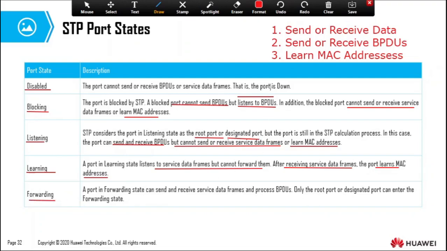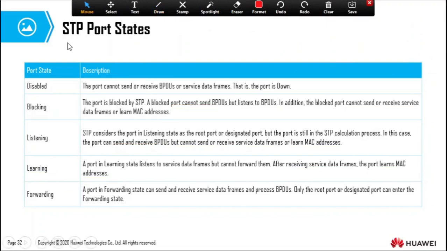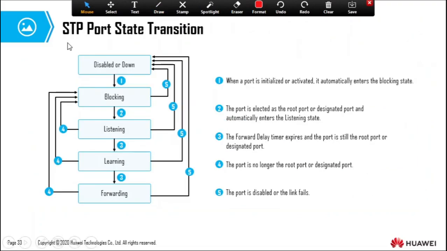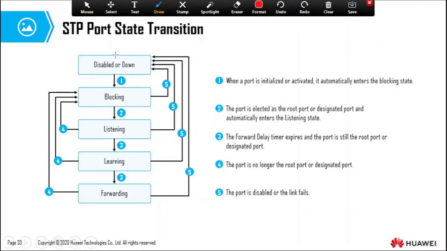Then in the forwarding state, it can do all three. Forwarding is the only state where the switch or an interface can do all of this: send and receive data, send and receive BPDUs, and learn MAC addresses. So those are the 5 STP port states. You can transition from any port state to another port state depending on what happens to you as a port.